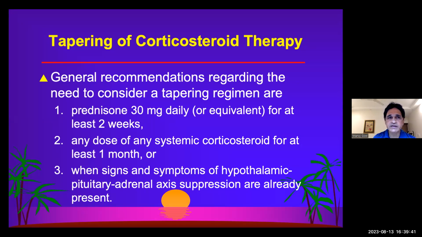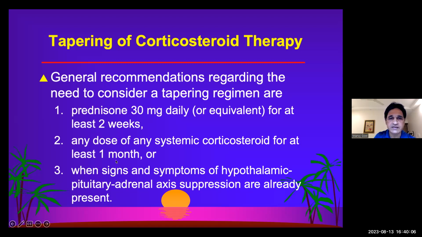So general recommendations regarding the need to consider a tapering regimen are: if you use prednisolone 30 mg daily or equivalent for at least 2 weeks. So if you used prednisolone in this dose for 2 weeks or any other drug with equivalent doses, then you have to think of tapering it. Any dose of any systemic corticosteroid for at least 1 month. So if you use any dose, say 15 mg or 20 mg, for 1 month, then you have to taper it rather than stopping it abruptly.